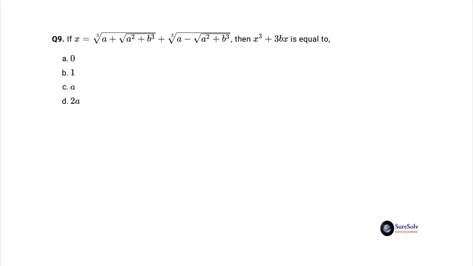Question 9 is, if x equal to cube root of a plus square root of a square plus b cube plus cube root of a minus square root of a square plus b cube, then x cube plus 3bx is equal to option A 0, option B 1, option C a and option D 2a. The problem looks quite awkward. So we'll substitute dummy variables to make it look simpler. P equal to cube root of a plus square root of a square plus b cube and q equal to cube root of a minus square root of a square plus b cube.